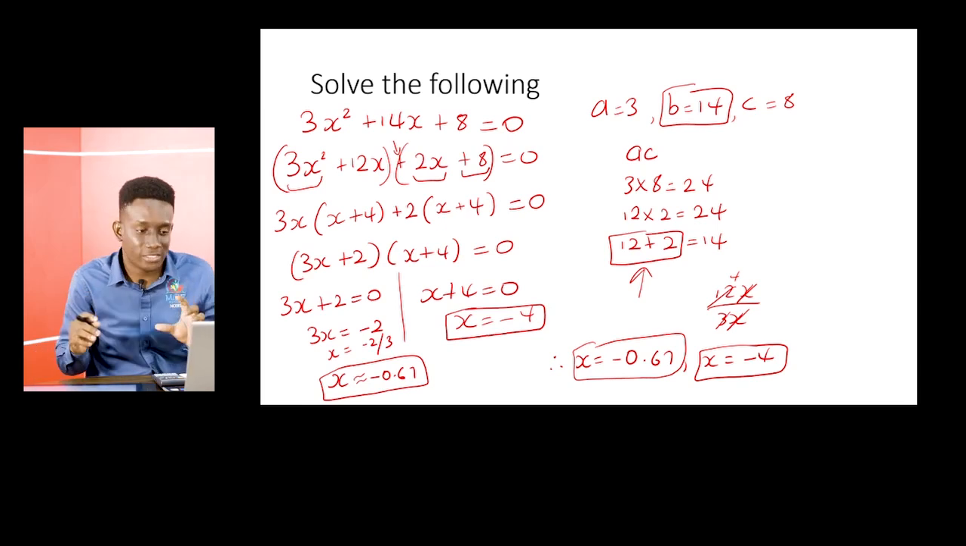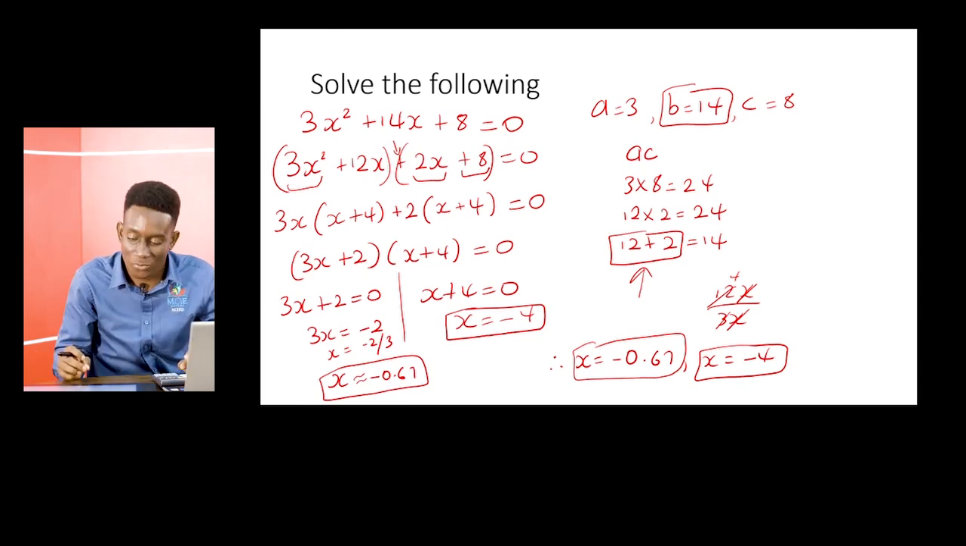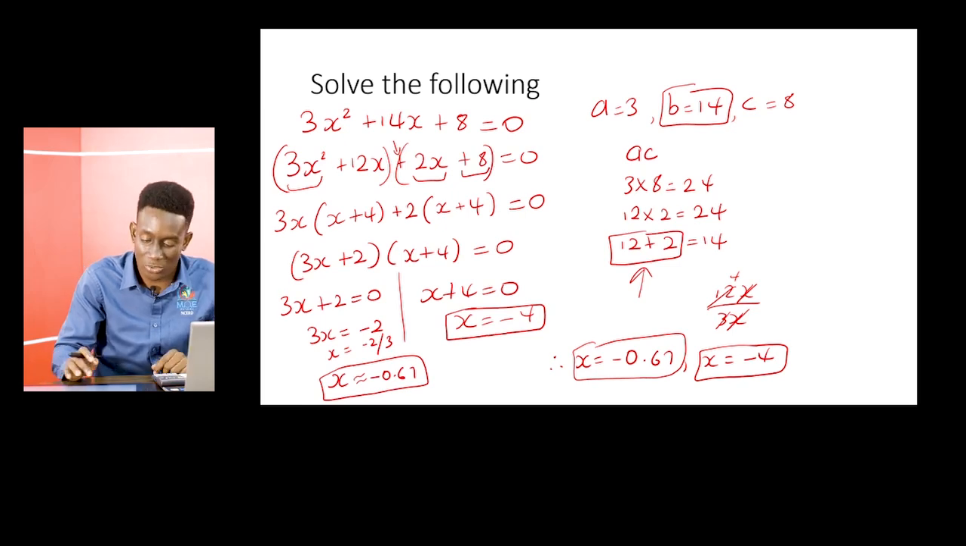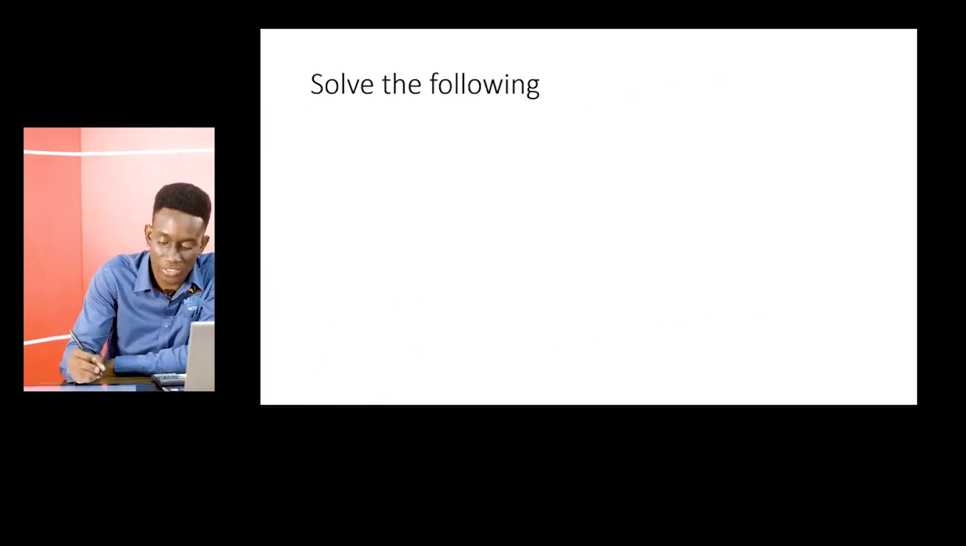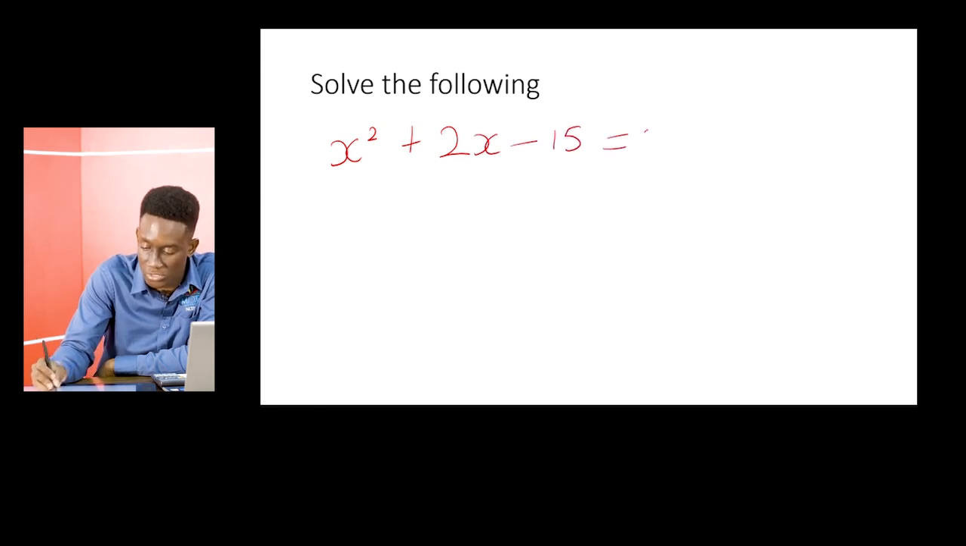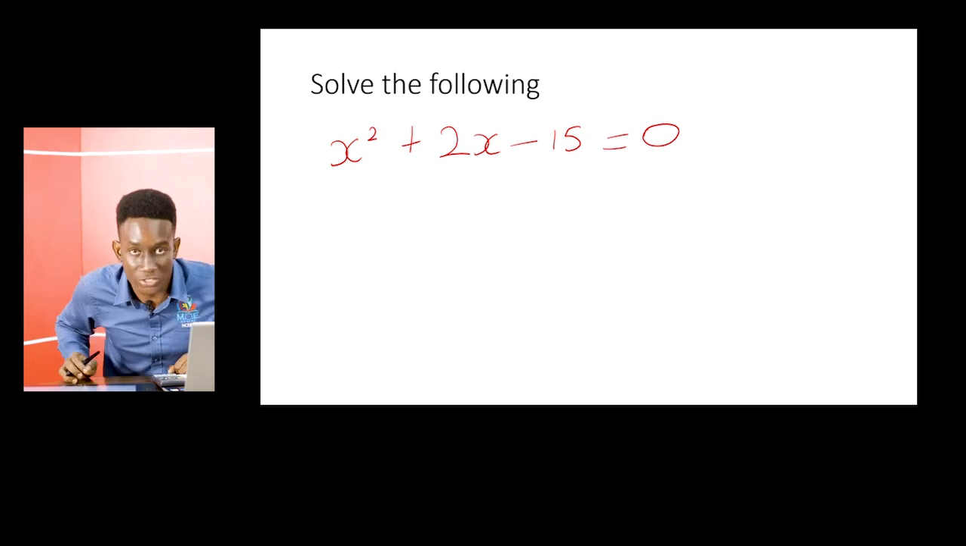So one thing we notice is when we solve quadratics, we would normally get two values for x. So that's one thing we want to pick up on. When you finish solving a quadratic, we get two values for x. So with that, I'll leave this one for you to practice on your own. So you want to solve this. X squared plus 2x minus 15 is equal to 0. Solve this equation.